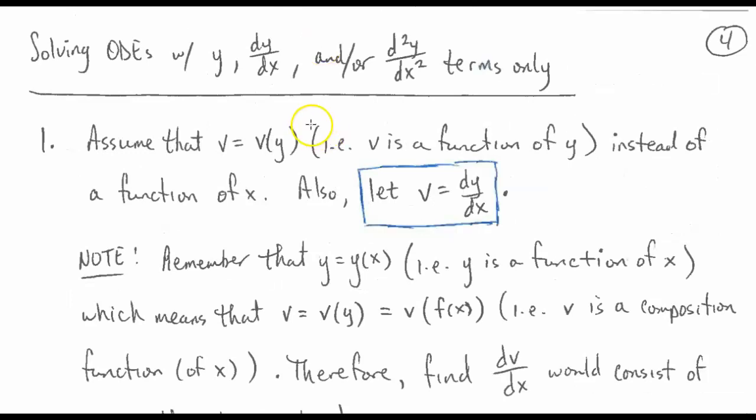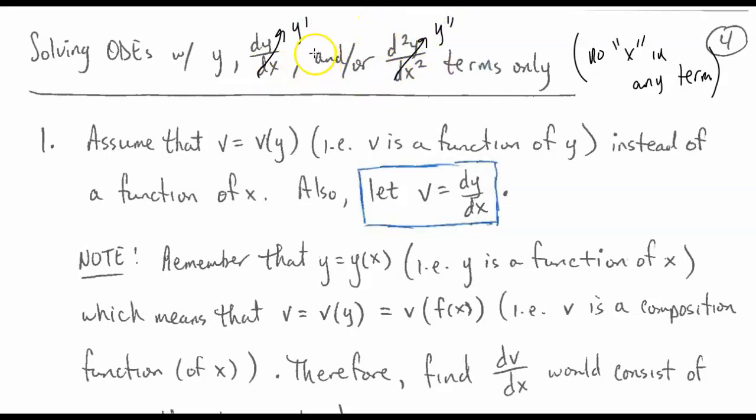So for our second type of second order ODE that we're going to deal with here, this is the one where we see that we have no x in any term. Of course, another way of saying that is that we only have terms with either y prime and or y double prime in them.